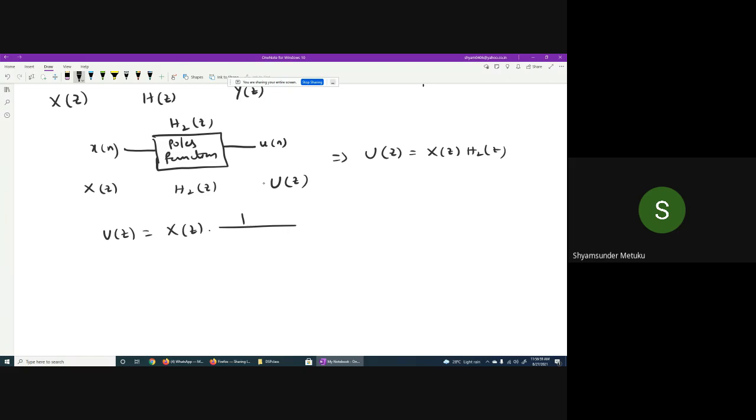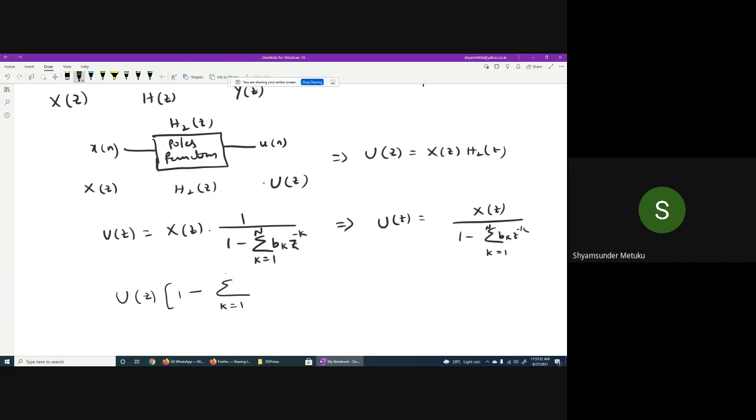Yesterday I have seen the poles function, 1 minus summation k equal to 1 to n, is it not? Yes, sir. So we can write U of z is equal to X of z divided by 1 minus summation k equal to 1 to N, b_k z power minus k. Then you can do the cross multiplication: U of z into 1 minus summation k equal to 1 to N b_k z power minus k is equal to X of z. Can I do this way?